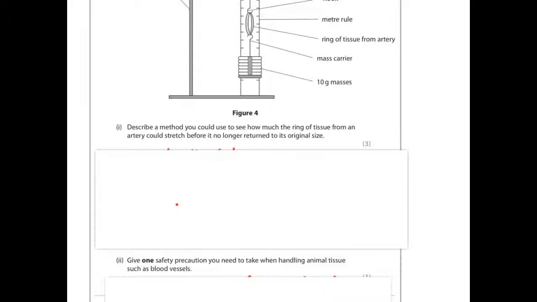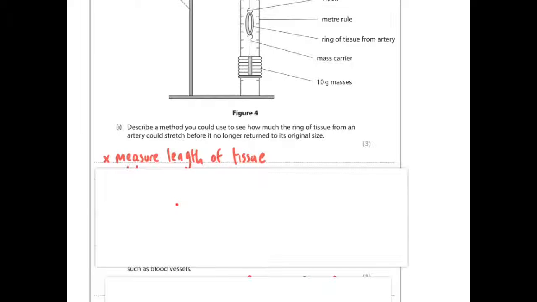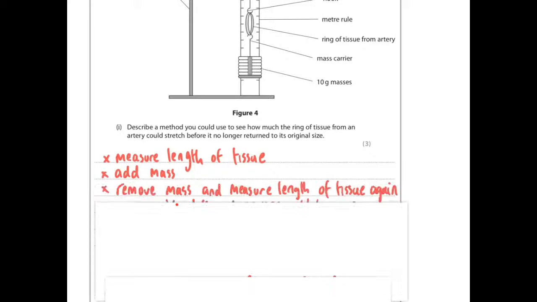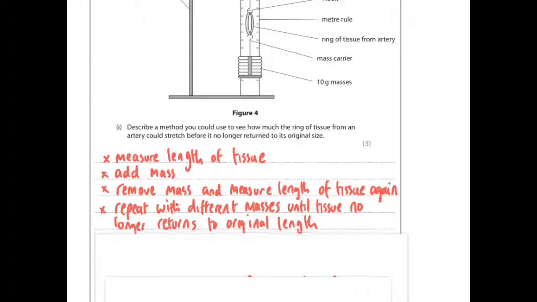So how do we say this? Measure the length of the tissue, add the mass, remove the mass and measure the length of tissue again, repeat with different masses until tissue no longer returns to original length. That's it.